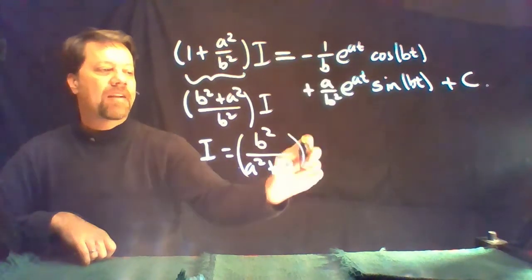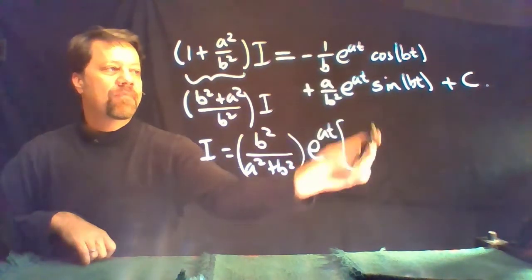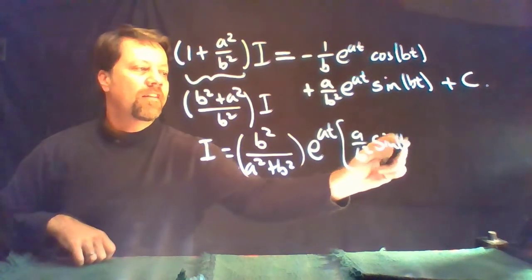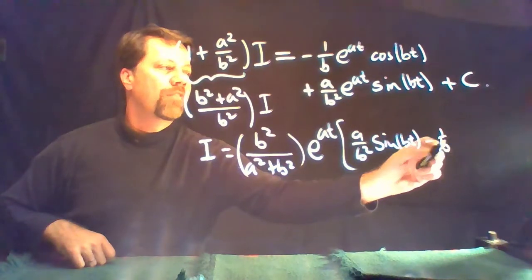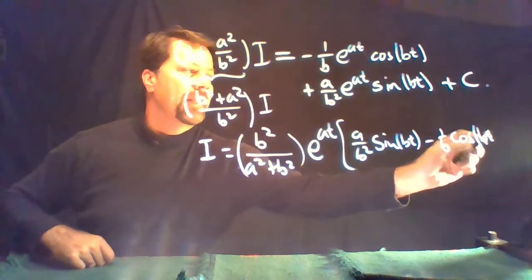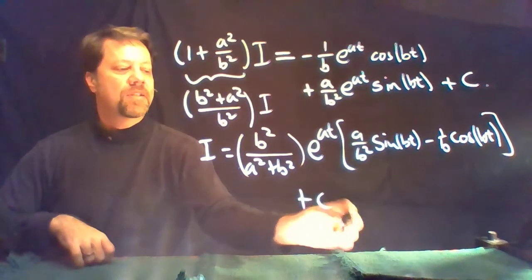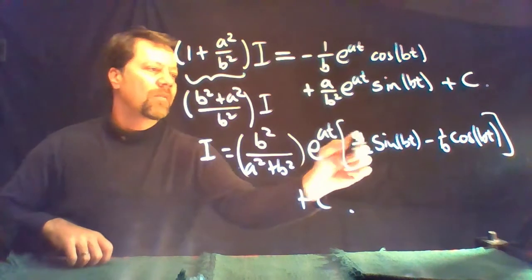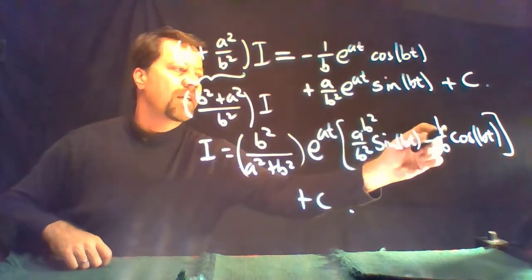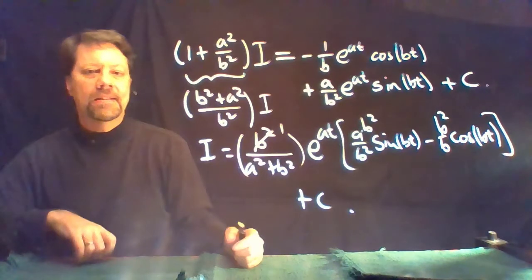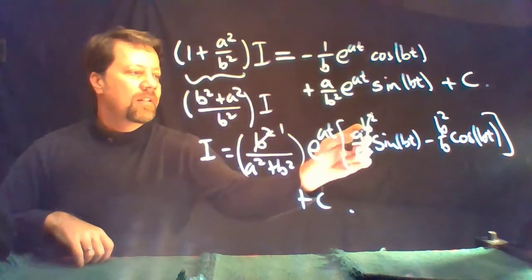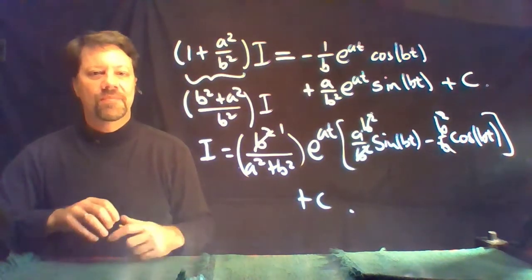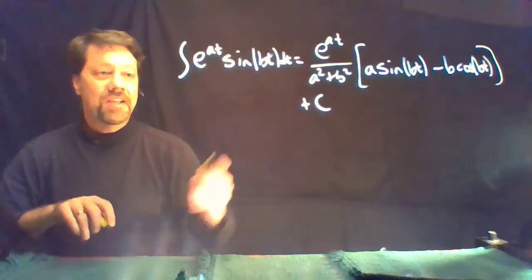On the rest of this, we can factor out e to the at, and we will have a over b squared sine of bt minus 1 over b cosine of bt plus the constant of integration. Distributing the b squared, we'll have a times b squared here and a times b squared here with just a 1 left over out front. This b squared will cancel. One of the b's will cancel here. The solution then is given here.